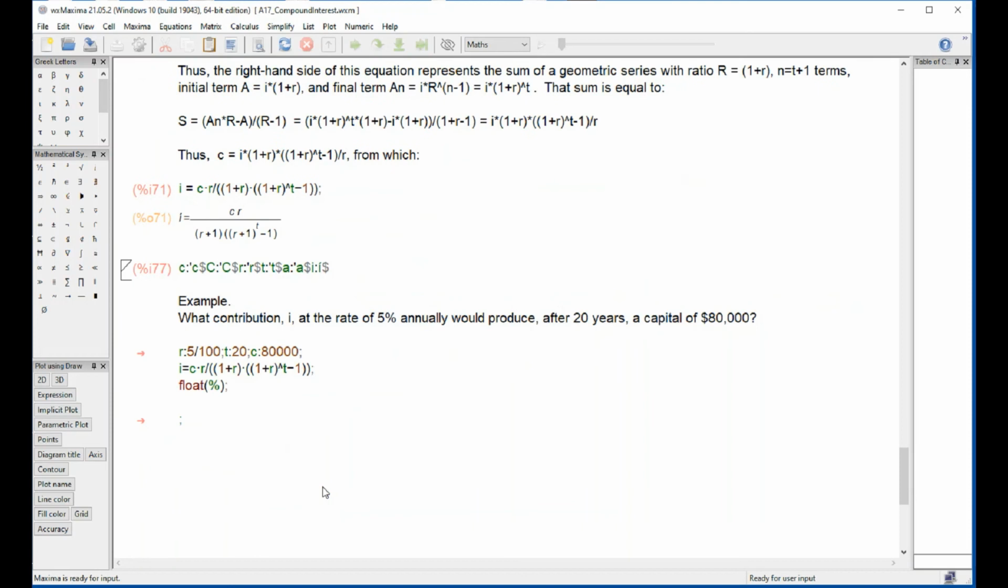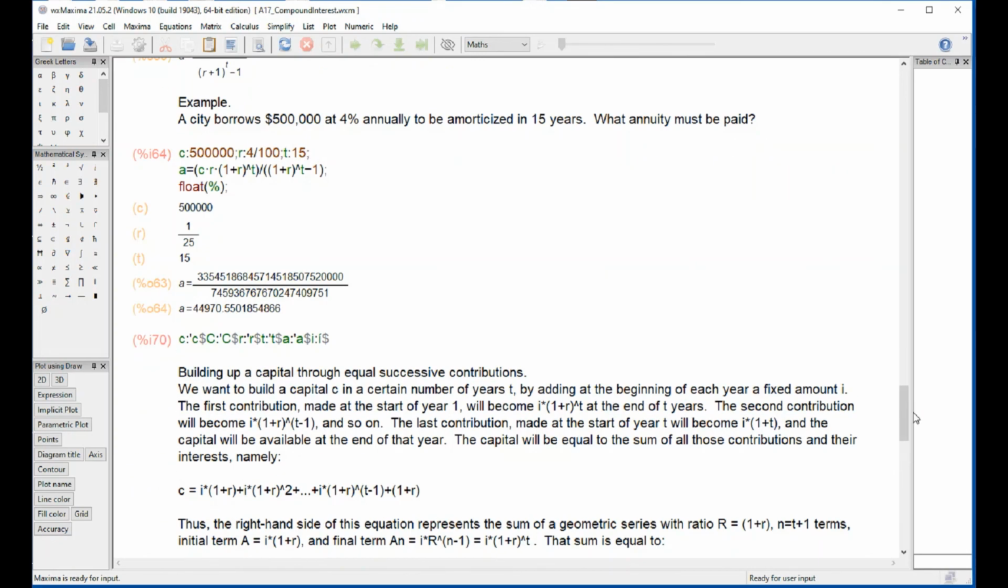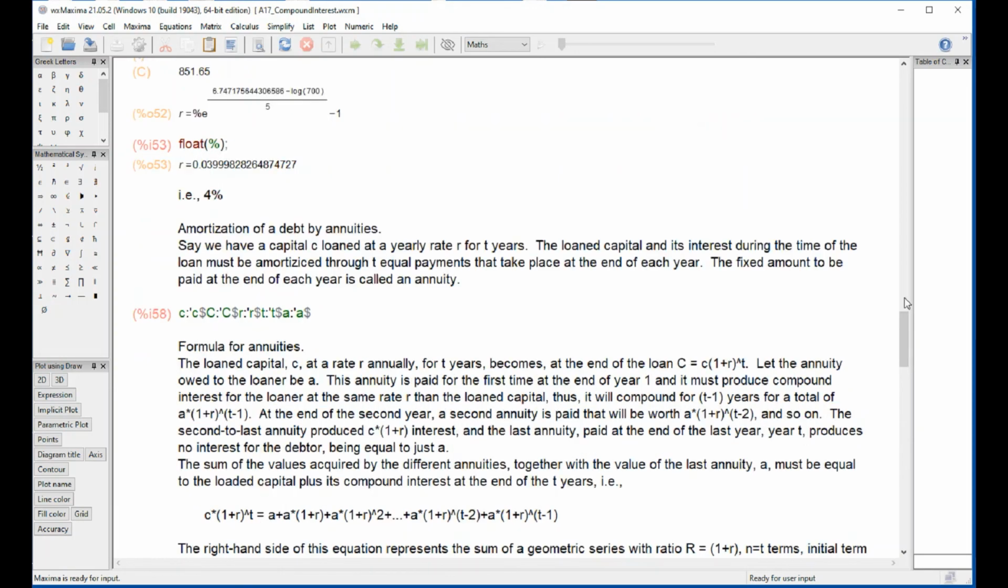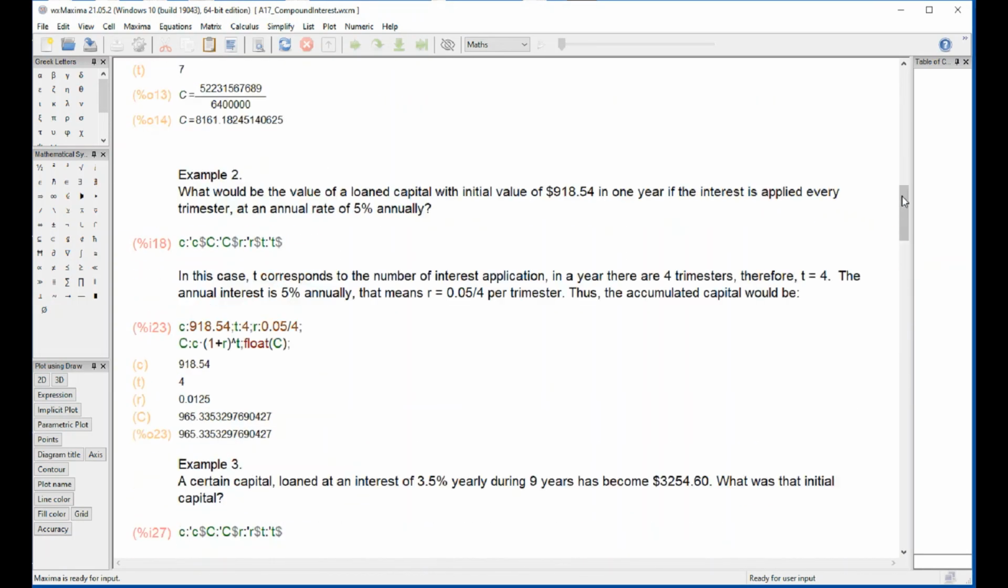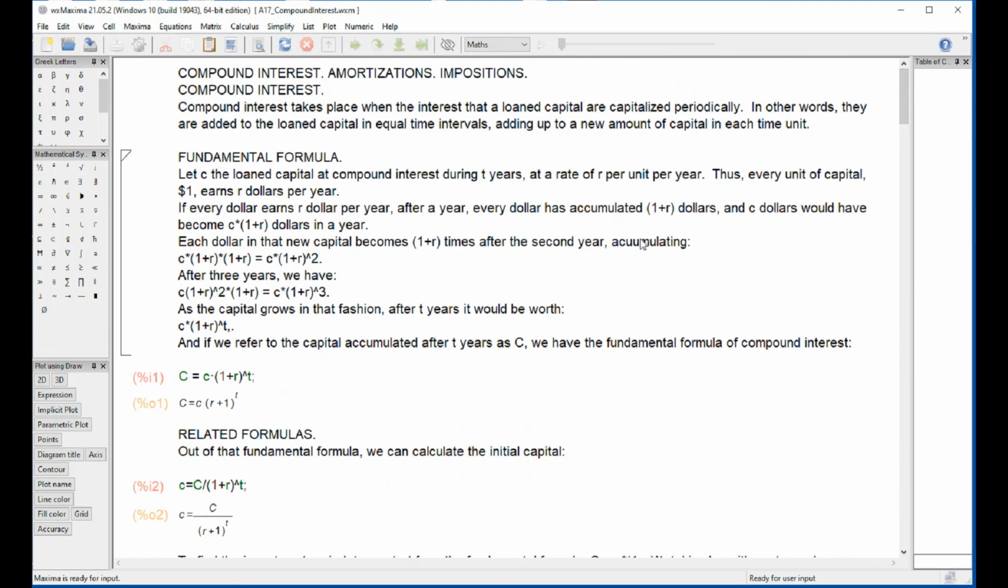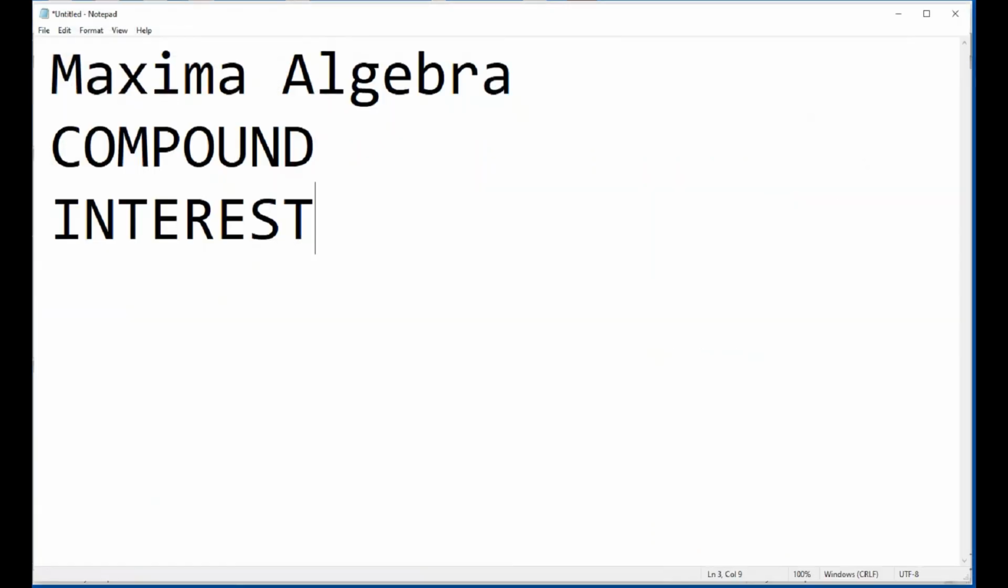Clearing everything here, we're going to do a simple example. What contribution at the rate of 5% annually will produce after 20 years a capital of $80,000? So you need to contribute $2,304 every year to build $80,000. And so those are some of the very simple applications of compound interest. And the main reason why they show up in this video is because we use logarithms and geometric progressions. And with these, we're going to end this series of videos about algebra applications in Maxima.